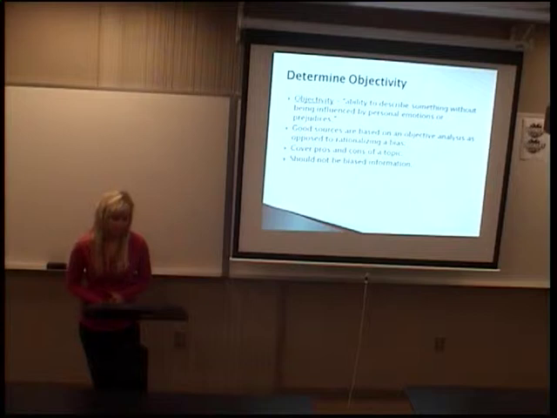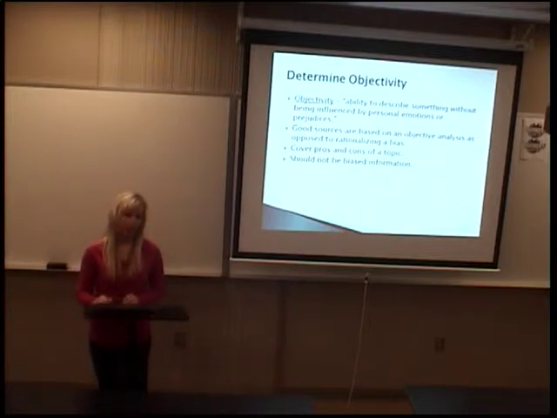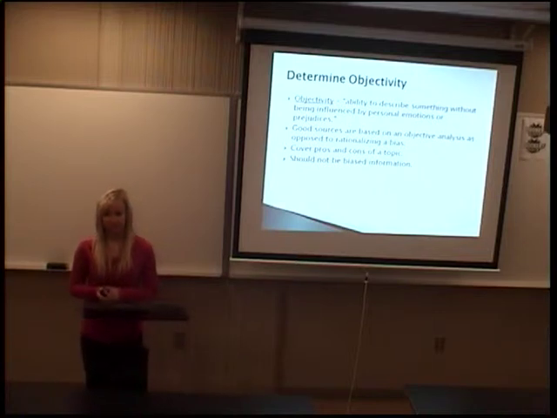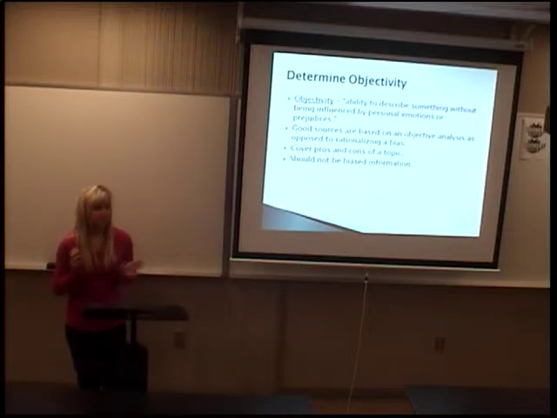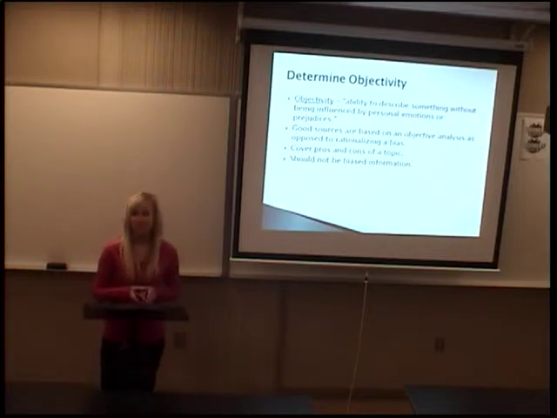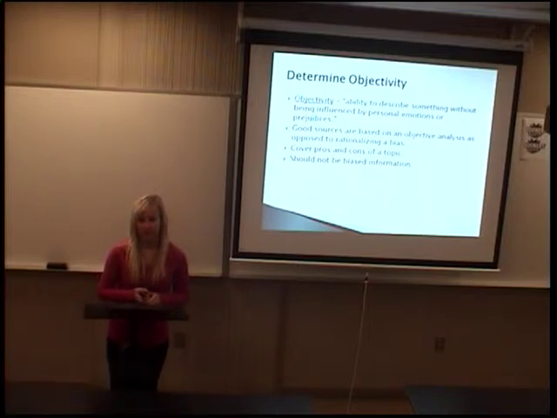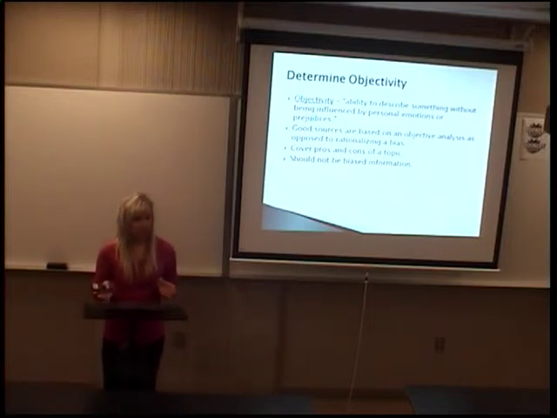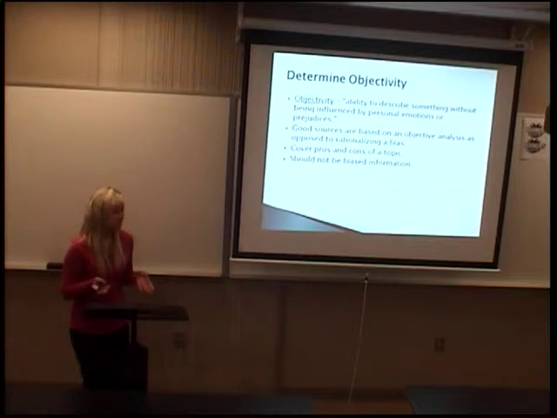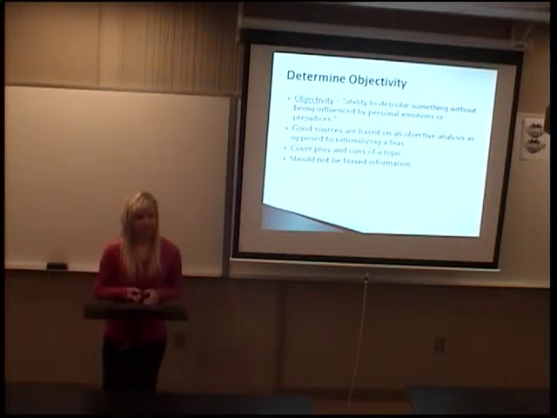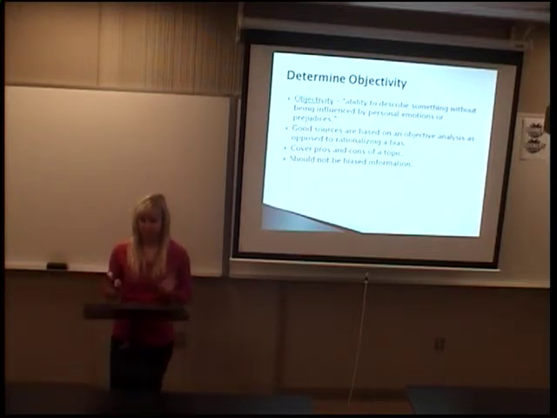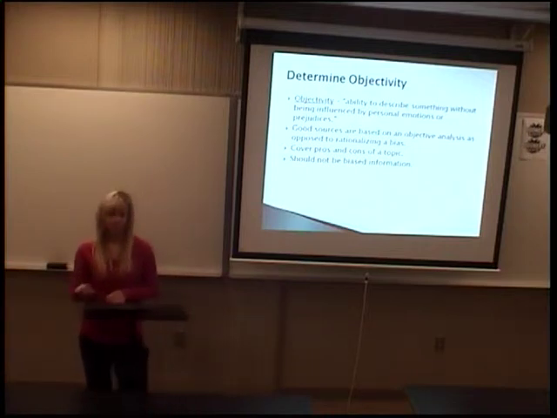Determining objectivity is next. This was also from Cornell's library website. Objectivity is the ability to describe something without being influenced from other personal experiences. You want to make sure that they cover the pros and cons of a topic. It's not just a biased opinion that the author has. You want to make sure they go back and forth with facts instead of opinions.